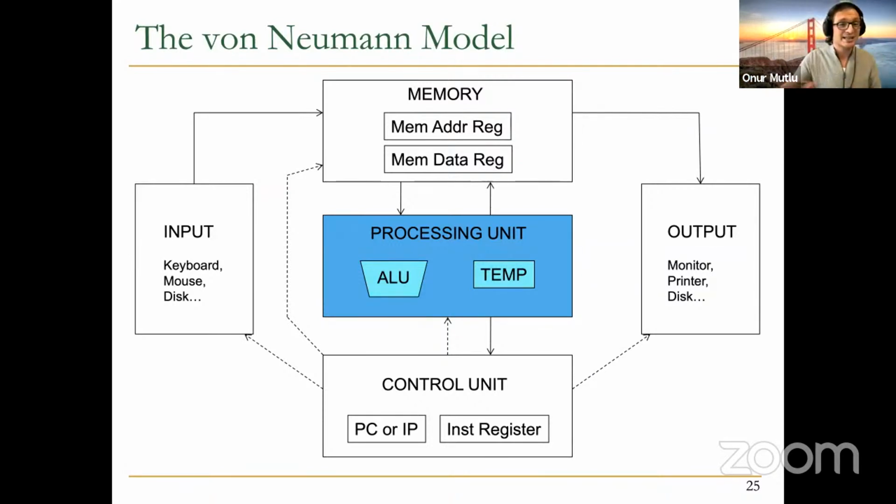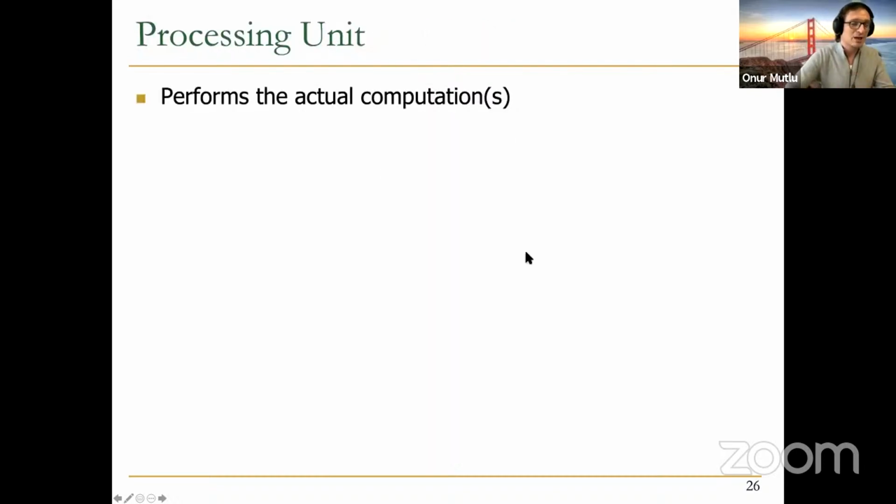Now let's look at the second component of the von Neumann model, which is the processing unit. You've seen parts of the processing unit. You can see an ALU and temp over here, maybe wondering what they are. But the processing unit essentially performs the actual computations. So we call these things computers, right? A computer does computation, and this is really what the computer is designed to do.